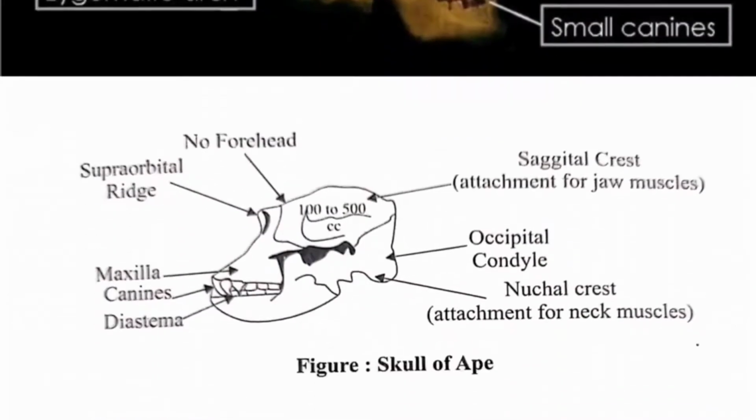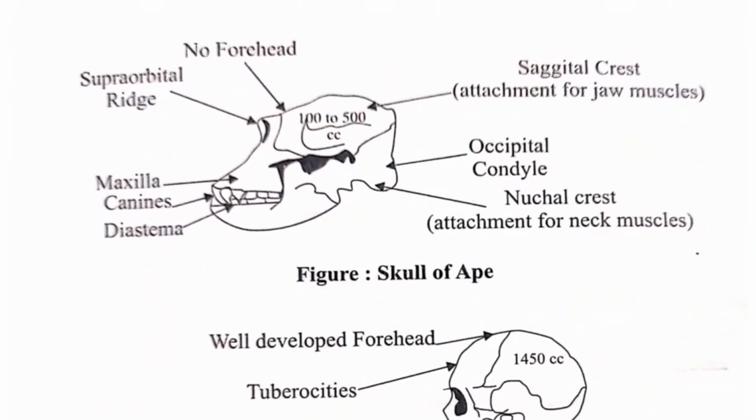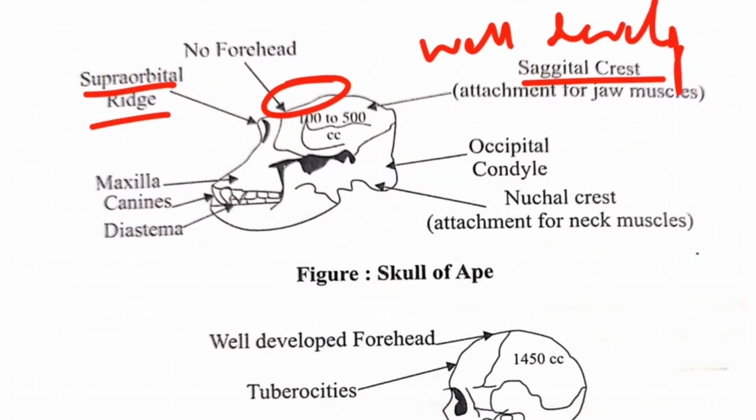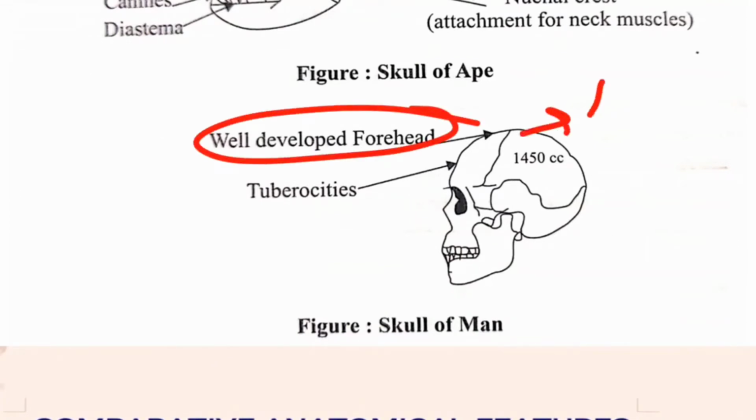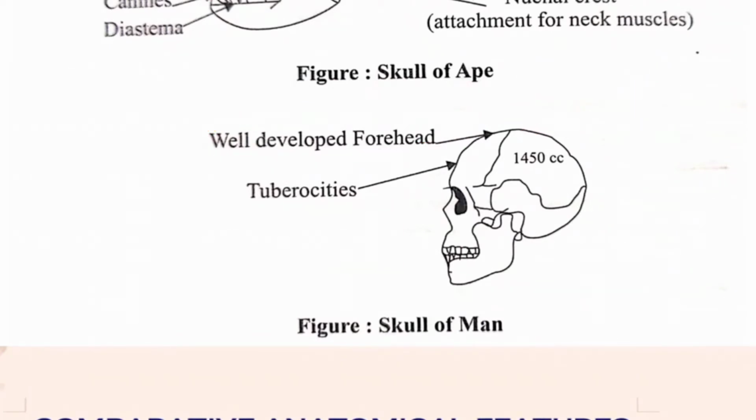Moving forward to another diagram which will differentiate the two. First, coming to the skull of an ape, their forehead is less developed, or we can say no forehead. Their supraorbital ridge, we'll talk about it later. Then we have the sagittal crest, to which the jaw muscles are attached. The sagittal crest in apes is very well developed, as we already studied. But if we see it in the man, the forehead is well developed, but the sagittal crest is not well developed. So this is the difference between the skulls.